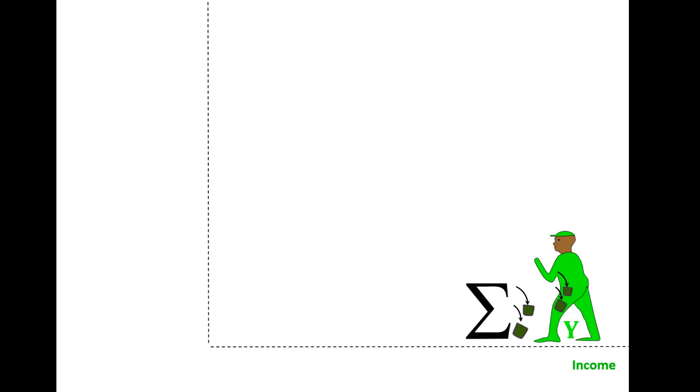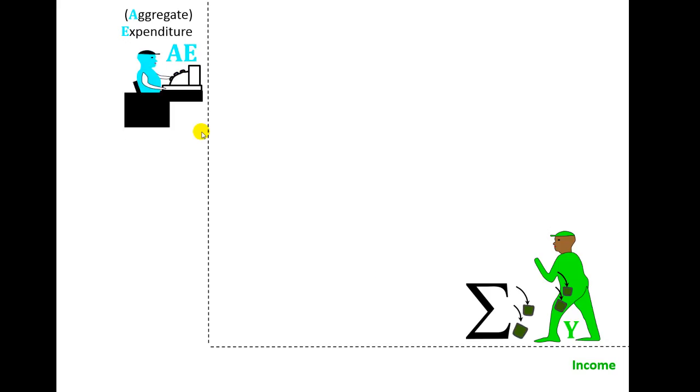So we are going to represent income in the horizontal axis Y, and we are going to represent in the vertical axis aggregate expenditure, everything that passes through the cashier, and this 45-degree line represents the point in which income is equal to aggregate expenditure.